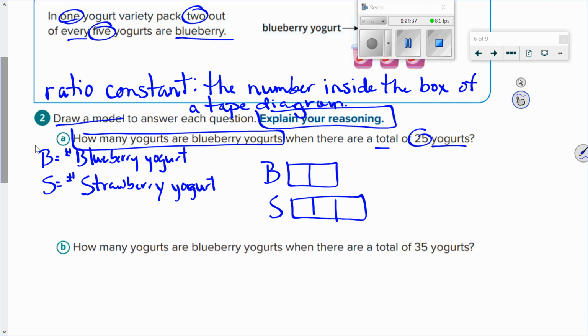5. Because if I have 5 inside each box, and I have 5 boxes, that gets me to 25 total, right? That number 5, that's what we call the ratio constant. The number that goes in the box to show my total. Now that I have the numbers inside the box, can someone tell me how many blueberry yogurts I have? Yes. 2 boxes of 5, right? So that equals 10. So my answer is there are 10 blueberry yogurts.